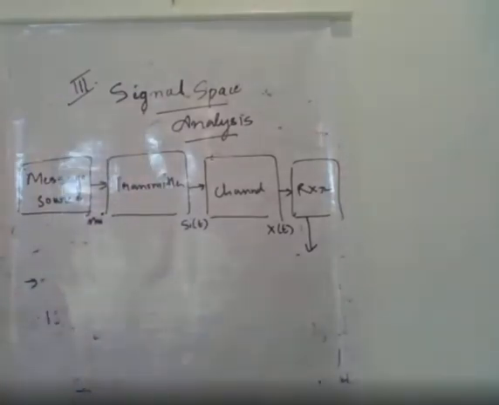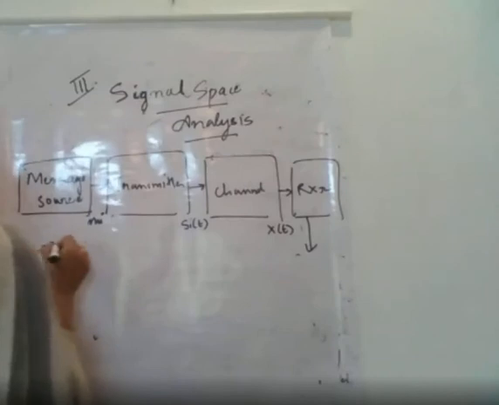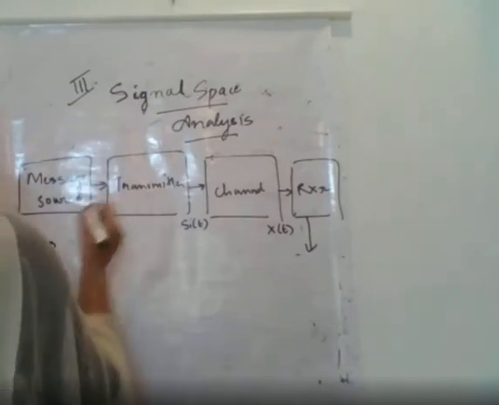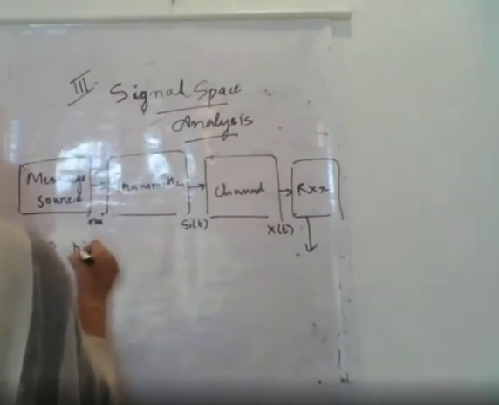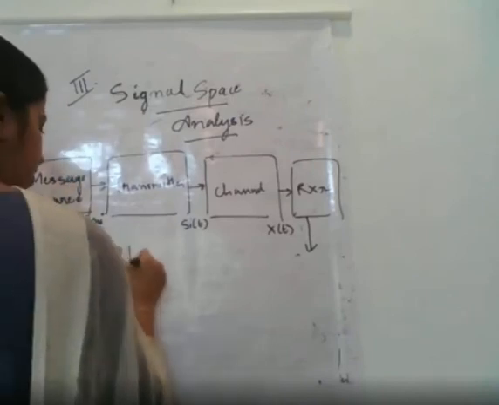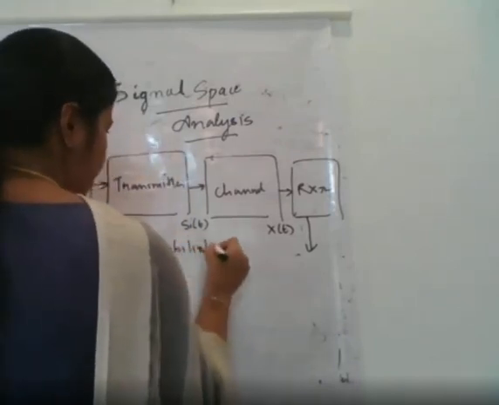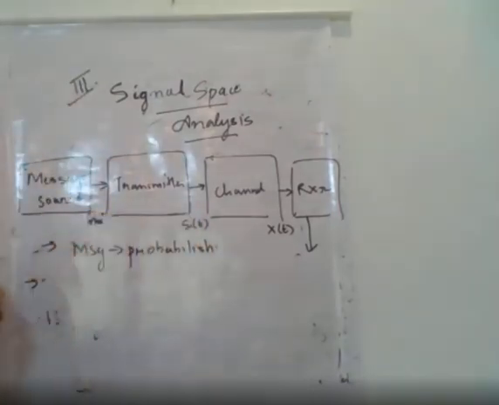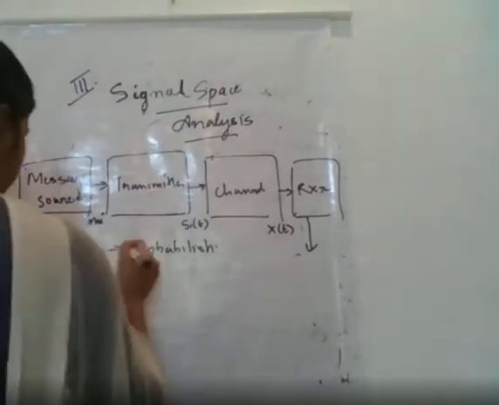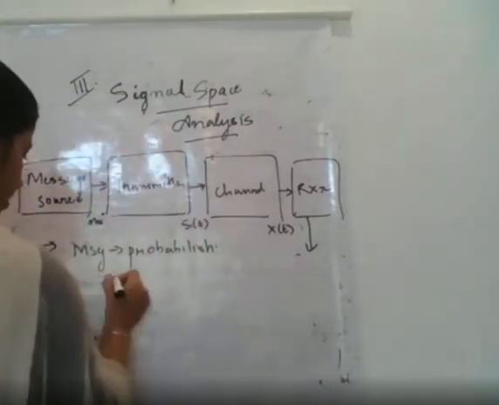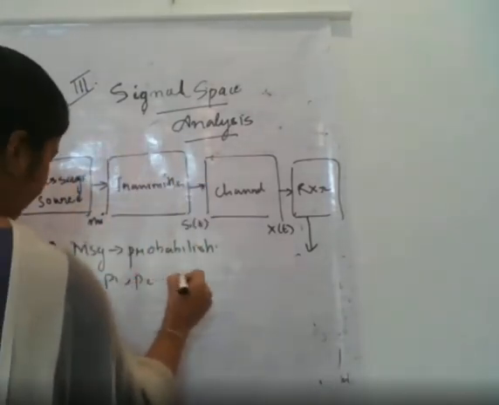Now we will go to the transmitter side. Here, on the transmitter side, the incoming message Mi is probabilistic in nature, with prior probabilities P1, P2, etc., PM.